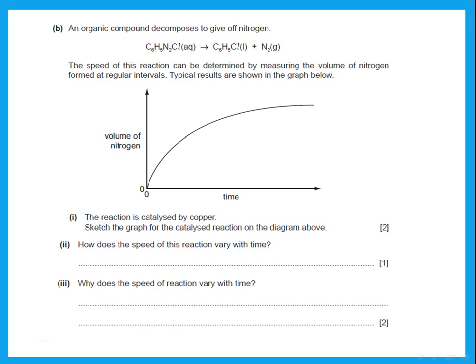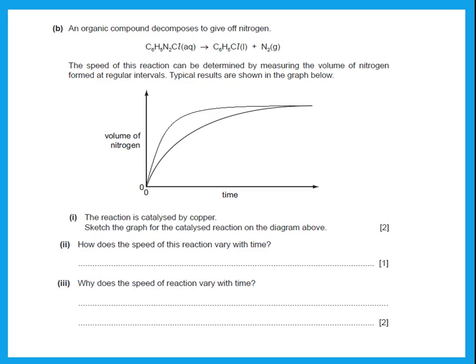So this graph that he drew is for the reaction without catalyst. Now, when I add catalyst, we said what happens to the reaction. The reaction becomes faster, and that means the graph would have a steeper slope. So that would be the new graph.